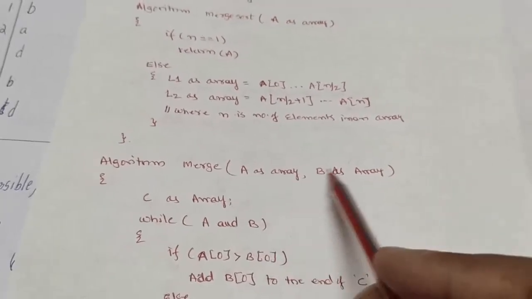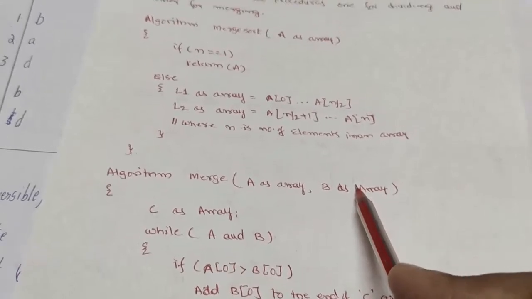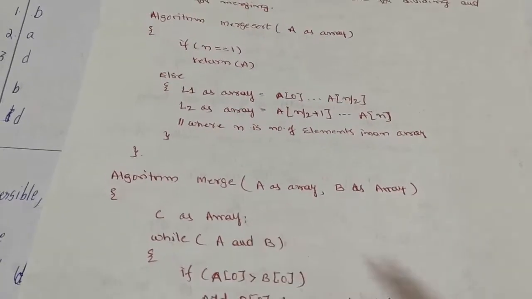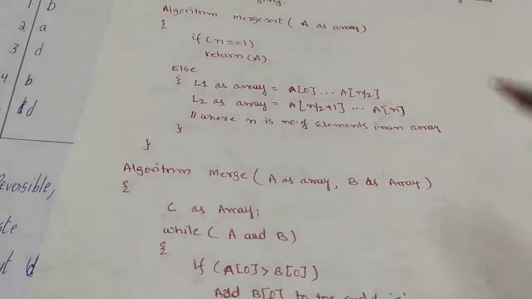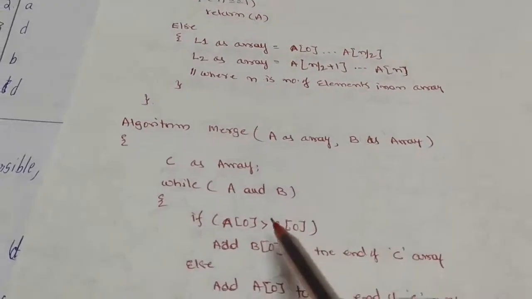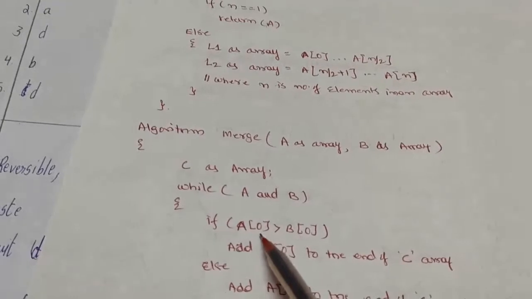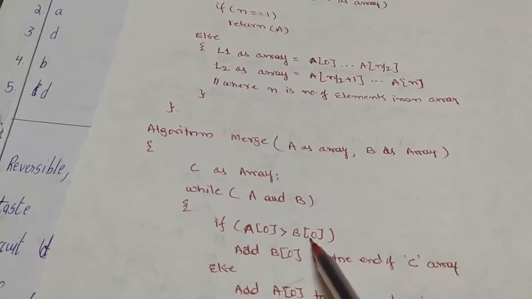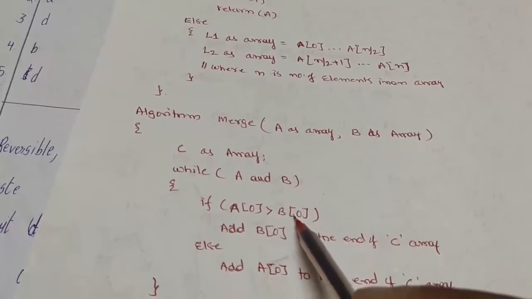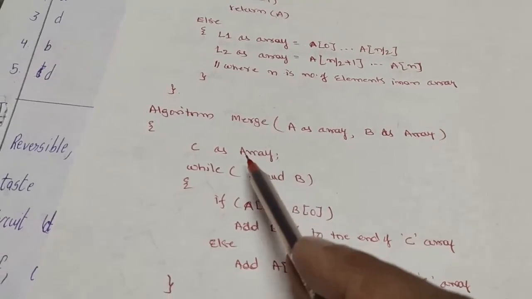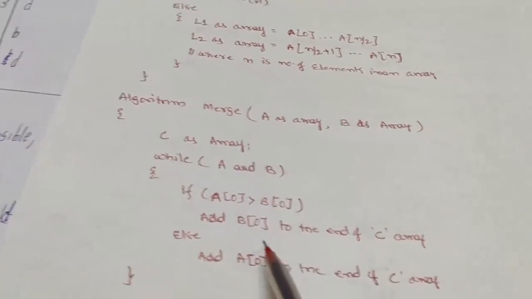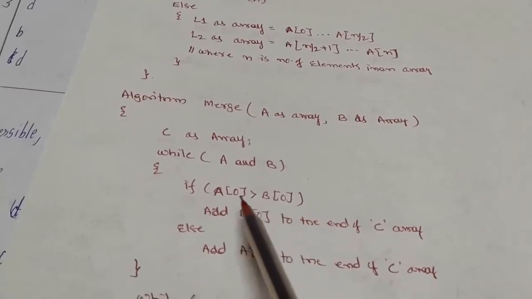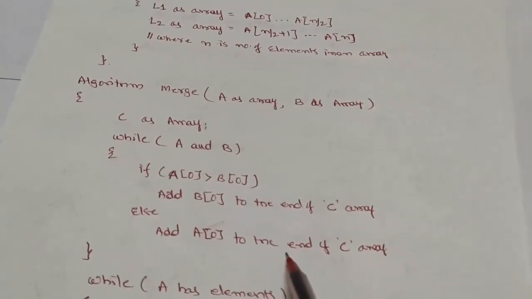Let us consider A and B are the arrays, C is another array. L1 and L2 are sent from up to here. While A and B have elements, the first element in A is compared with the first element in B. If A[0] is greater than B[0], then B[0] is the lesser element. So what are we going to do? The lesser element is added to the final list. The final list is C. So add B0 to the end of C. Otherwise, A is big, so add A0 to the end of C.